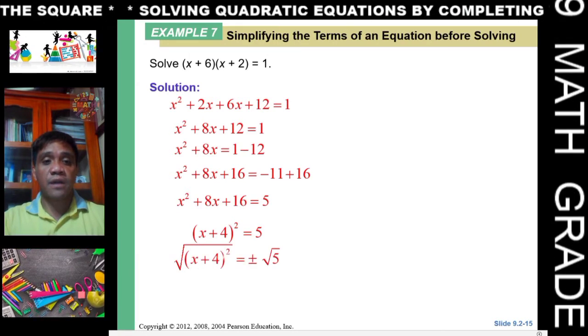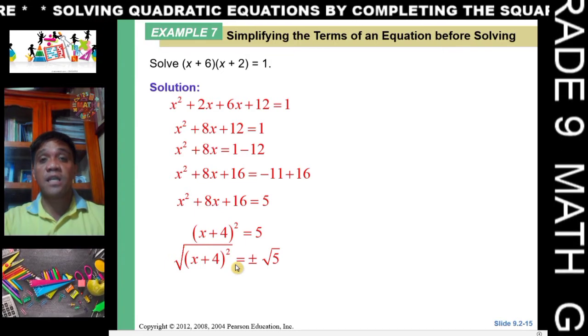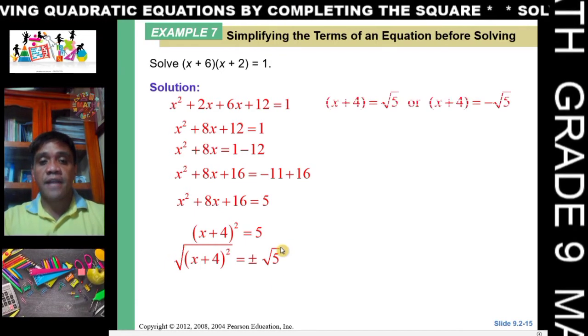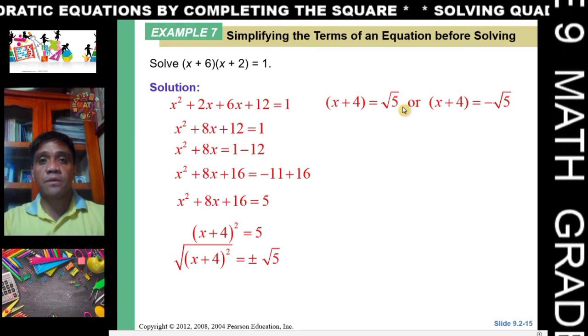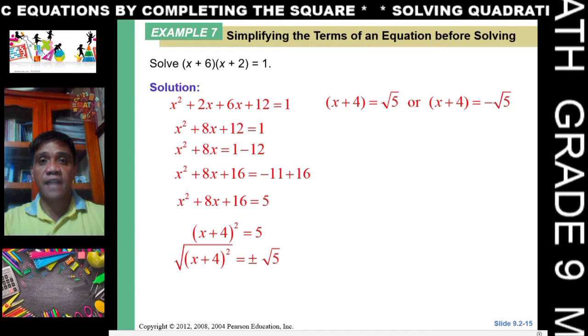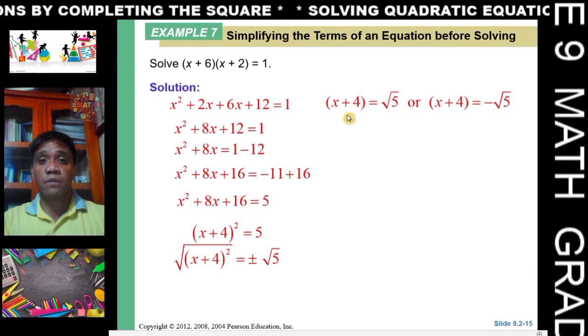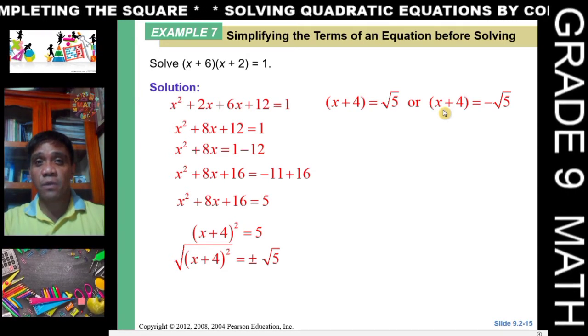So we have now the square root of the quantity x plus 4 squared is equal to plus or minus the square root of 5. Next, we are going to break this down since we have two values of x, and that is x plus 4 is equal to the square root of 5, and the other one is x plus 4 is equal to negative square root of 5.